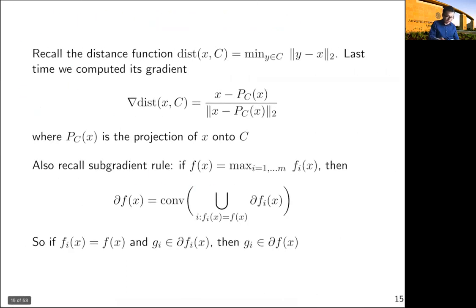So let's apply the Polyak learning rate to this problem and see what algorithm we get.